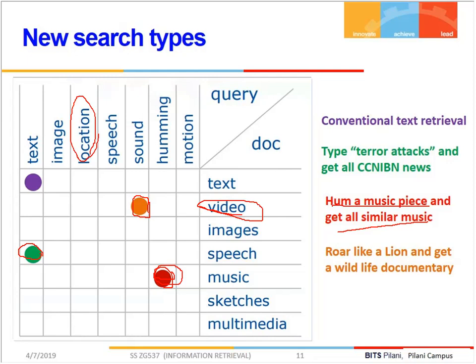So it's basically a location to text conversion, or a location to video conversion, or a location to images conversion in that case. And there could be other options also. For example, this motion option. A query could be in the form of a motion also, and it could retrieve videos also. How? Motion to video conversion.